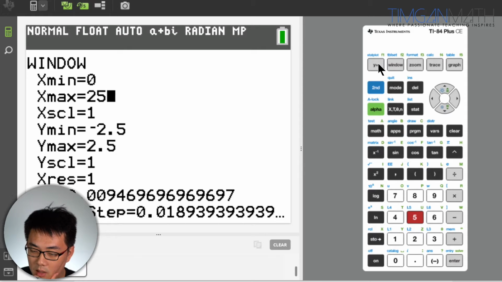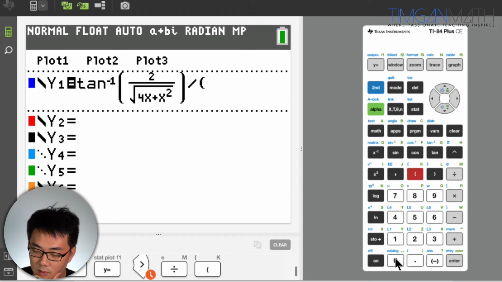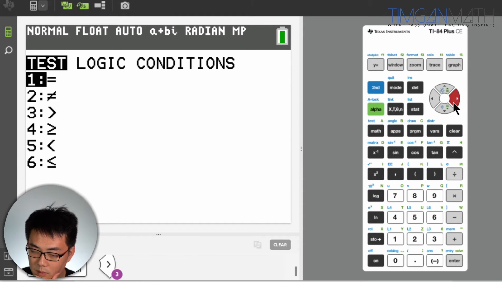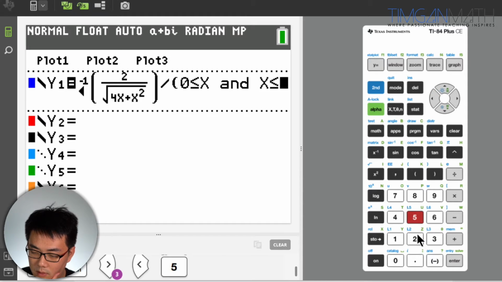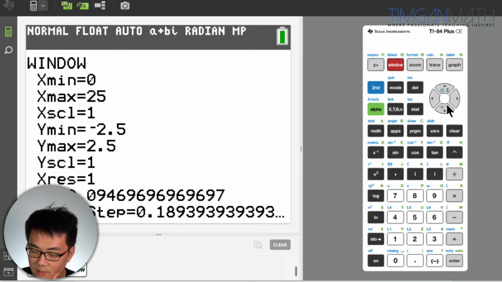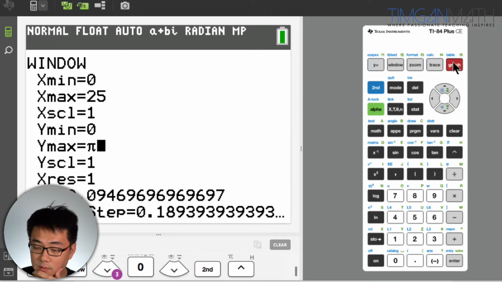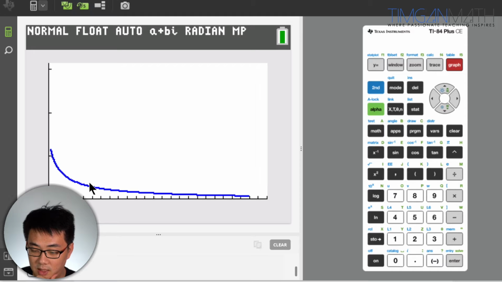Maybe you could also put a domain here. So just put this 0 to 23. So this is 23 here. Then once you're done, you can key in y min, y max. I'm going to put this as 0 to pi. I think it's more than enough. Okay, then we can get this graph here. So you can see that this is a decreasing function. It goes to this value here, and this is the function that you get.